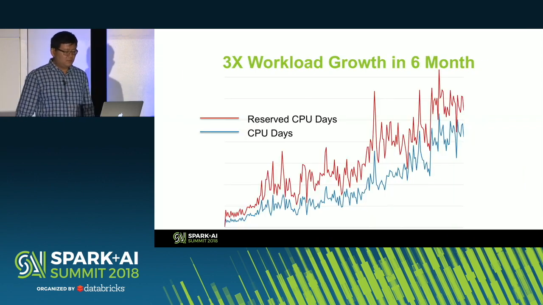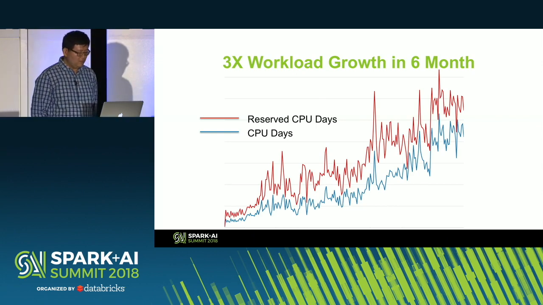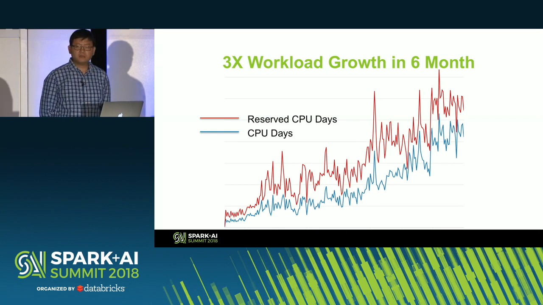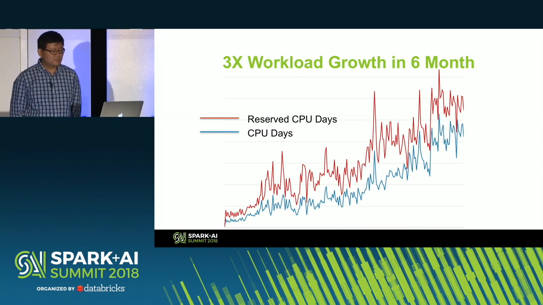With those improvements, we made very good progress on our workload migration. In half a year, our workload in Spark grew 3x. Here, the red line is the reserved CPU, and the blue line is the CPU usage.